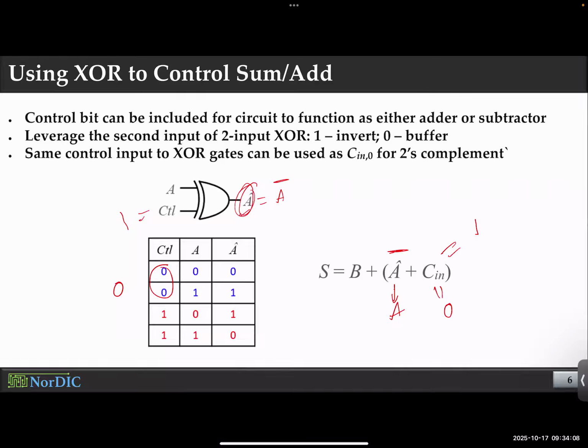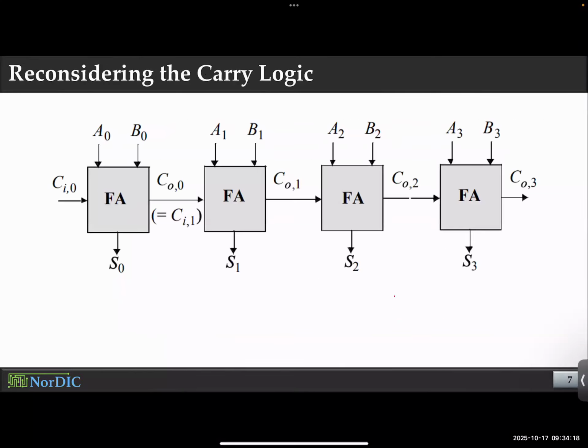So an adder will always be part of a bigger circuit. So there are always opportunities to reuse a signal across multiple blocks. That's why reusing is always good. Okay, so now we will reconsider the carry logic. And I already gave you a hint, and I hope you remember that.